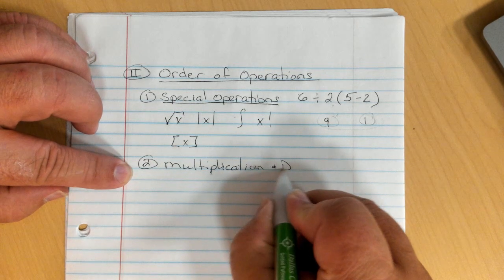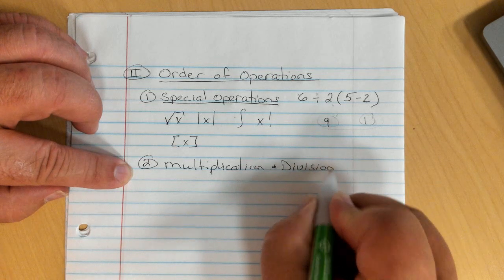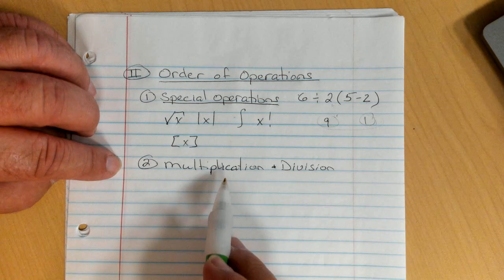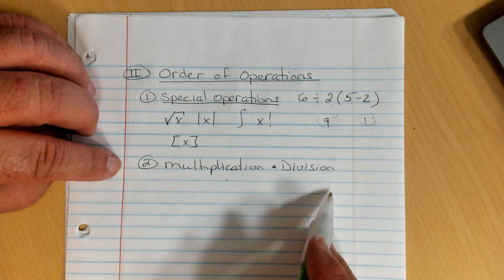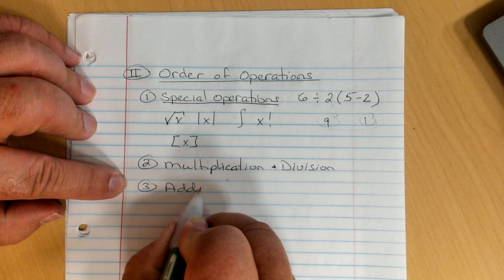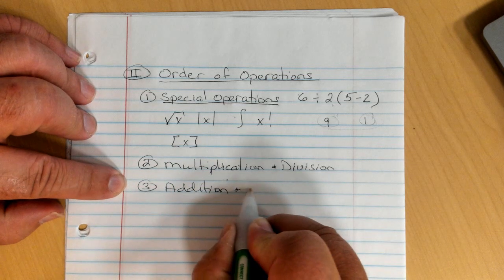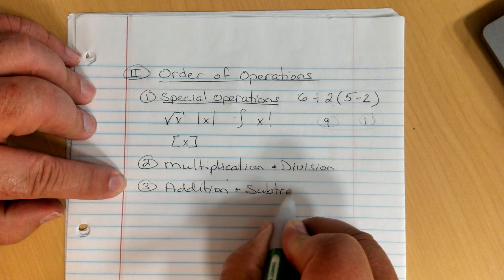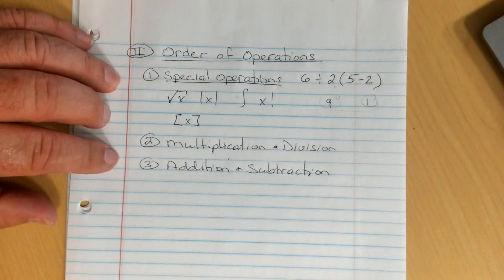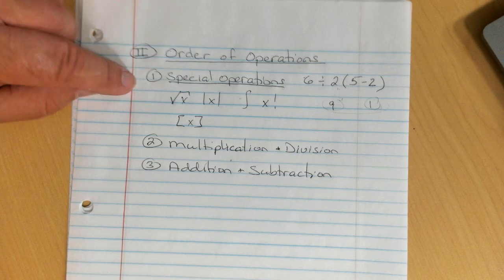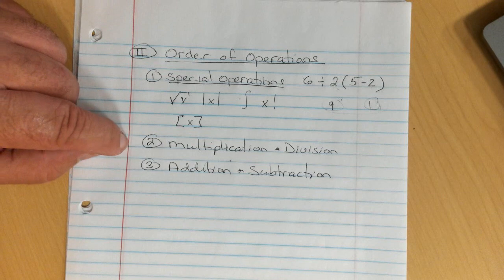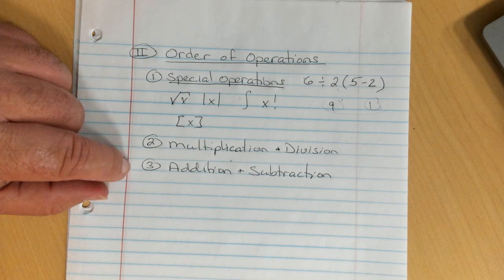Multiplication and division. They're on the same level of importance. Multiplication is no more important than division. And then addition and subtraction. That's all you have to memorize. Anything weird looking, do that first. Then multiplication, division, and then addition, subtraction.